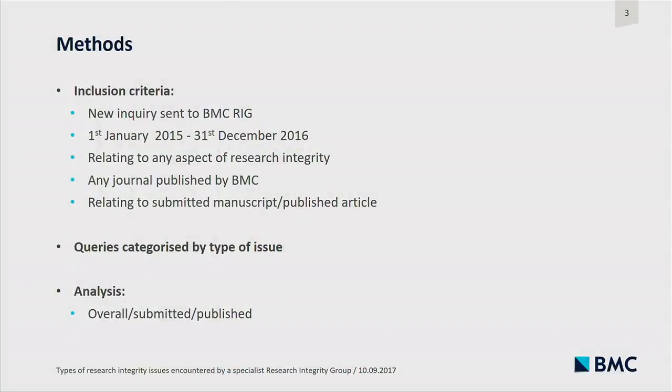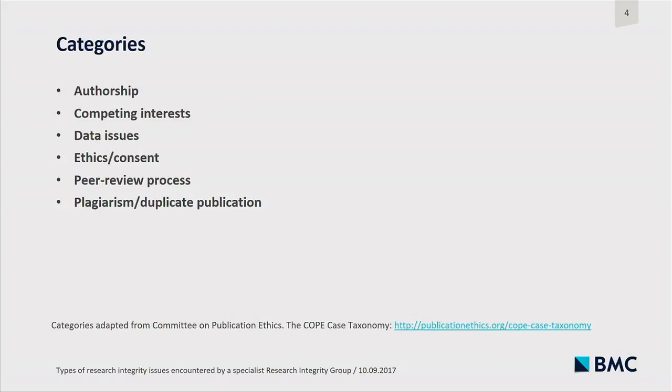And then we've done some analysis on the categories, looking at the overall frequency of these different types of issues, and then looked at them pre-publication and post-publication. And these are sort of queries that sometimes may amount to nothing or may turn out to be, say, a serious issue with the manuscript or article. So we based our categories on the COPE case taxonomy, but these have been adapted to fit the types of issues that we see on our journals.